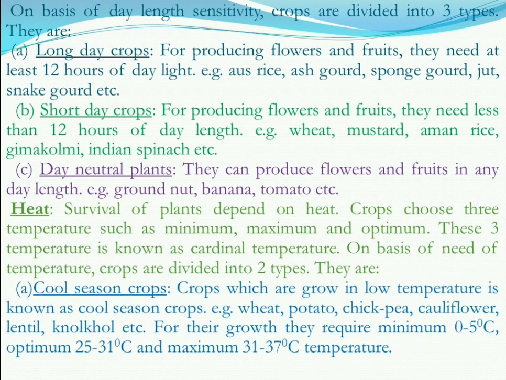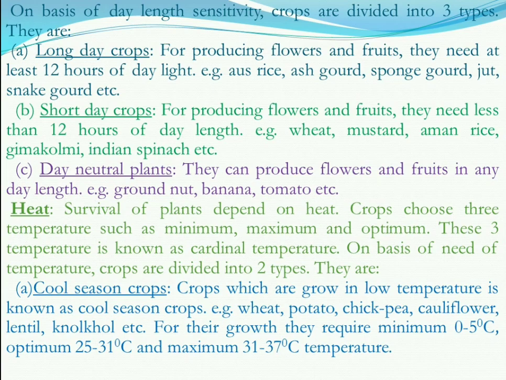Number one, cool season crops. That means they don't need that much temperature. If the temperature is low, then it's also okay. Crops which grow in low temperature are known as cool season crops. Example, wheat, potato, chickpea, cauliflower, lentil, knolkol, etc. For their growth, they require minimum, what is the minimum temperature? At lowest, how much they can survive. Okay, so 0 to 5 degrees Celsius, the minimum temperature. Average temperature is 25 to 31 degrees Celsius, and maximum temperature is 31 to 37 degrees Celsius. So these are the requirements for cool season crops.